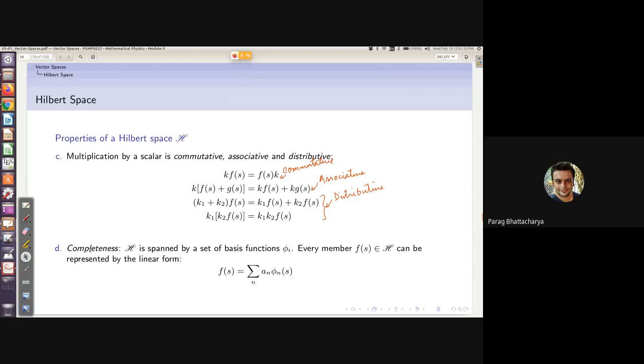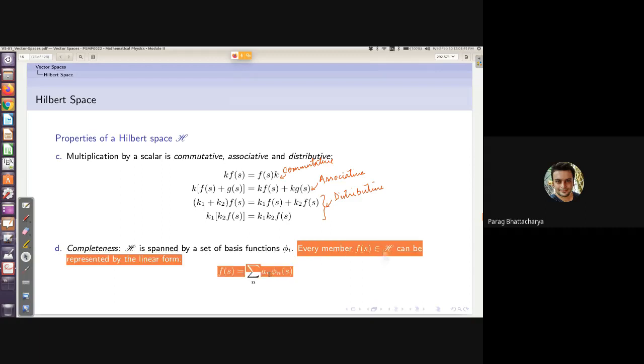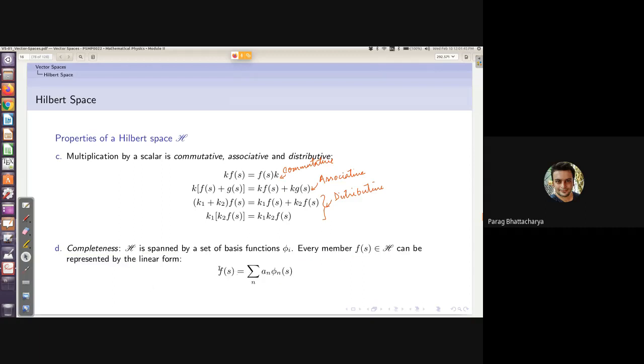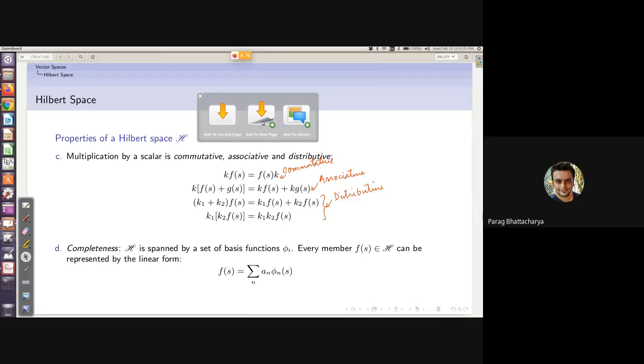Why it's called completeness: each and every member of the Hilbert space can be represented by the linear form like this in terms of the basis member functions. So this is meant by completeness. That means there is no member which cannot be written like this. Every member can be written in terms of the basis functions. So that's the completeness property.